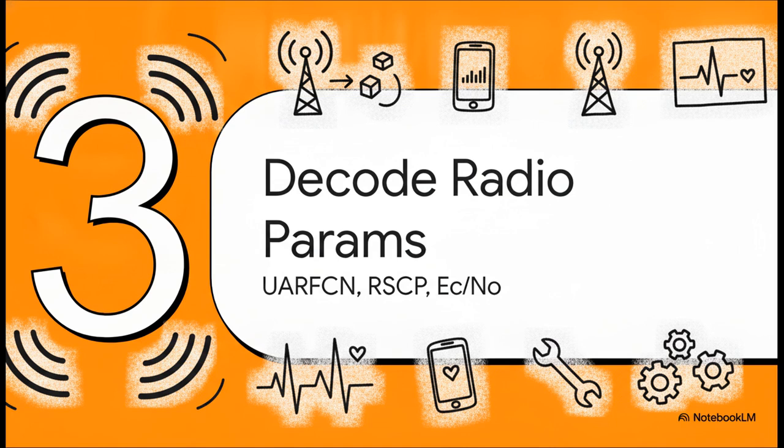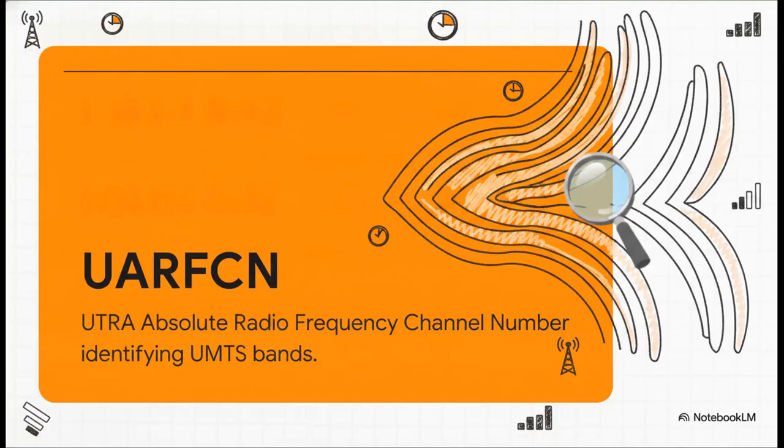Let's jump into Section 3, decoding 3G radio parameters. To actually make sense of all the data flying across the screen, the very first thing we need to do is identify our frequencies. We do this using a parameter called UARFCN, which stands for UTRA Absolute Radio Frequency Channel Number.